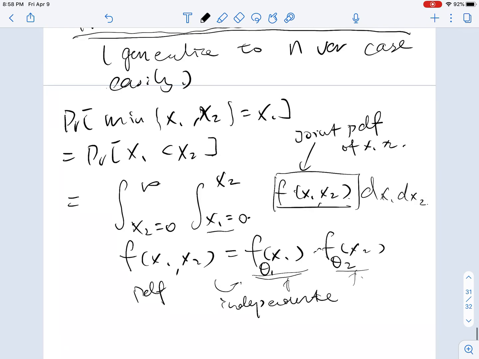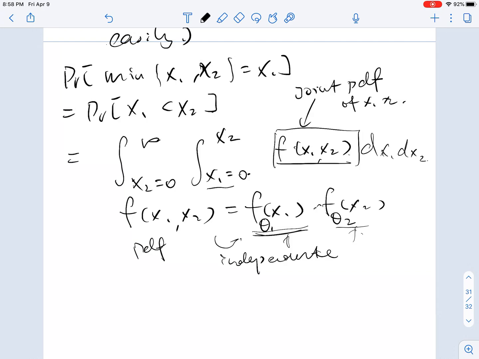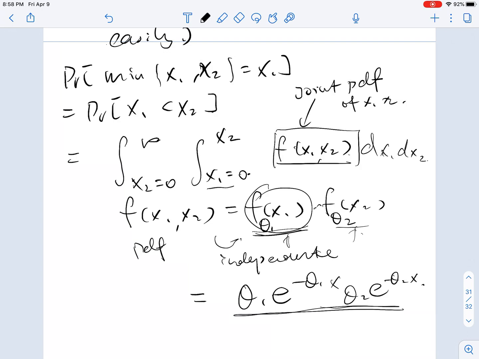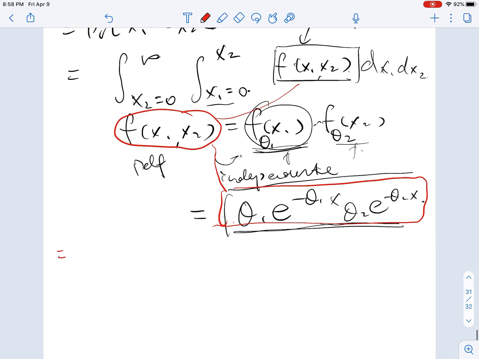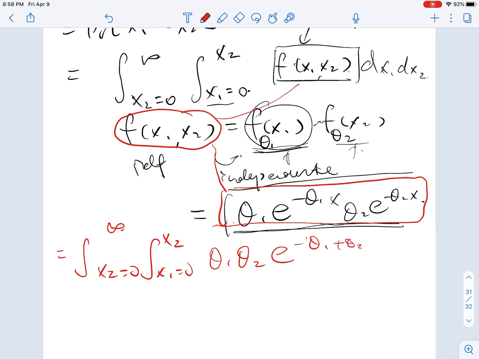So we can express that in a product form, right? We just recall that this term here is theta 1 e to the negative theta 1 x, and theta 2 e to the negative theta 2 x, right? So basically this is what we got, the f x1, x2 that's connecting to here can be expressed in this term. Right. So now let's write down everything again. x2 equal to 0 to infinity, x1 equal to 0 to x2, theta 1, theta 2, e to the negative theta 1 plus theta 2, x dx1 dx2.